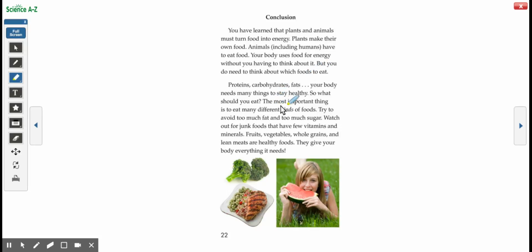All right? So the most important thing is to eat many different kinds of food. And then also don't have too much fat and sugar. Junk foods that don't have vitamins, minerals, and the good stuff for you, get rid of them. What you really need are fruits, vegetables, whole grains, and lean meats. That'll give your body what you need.